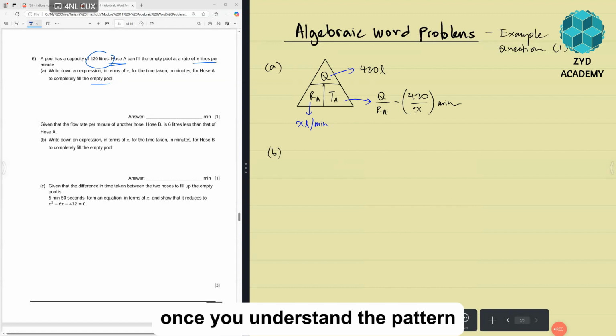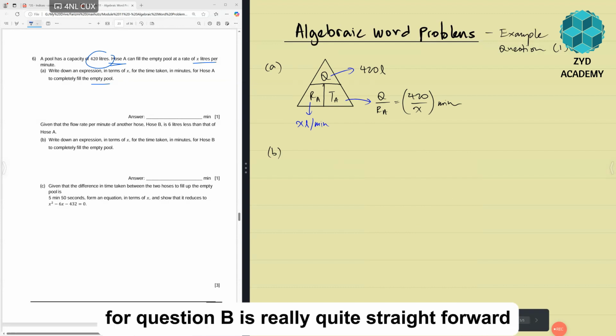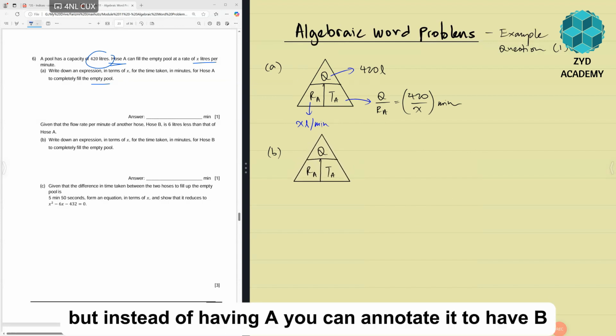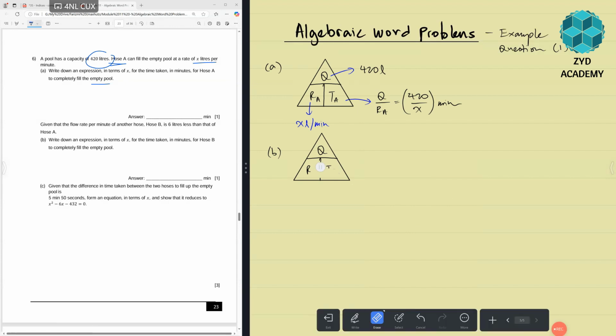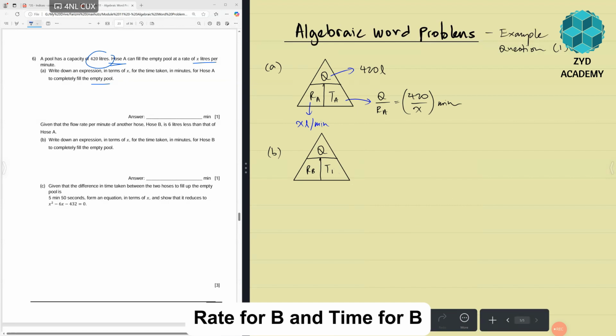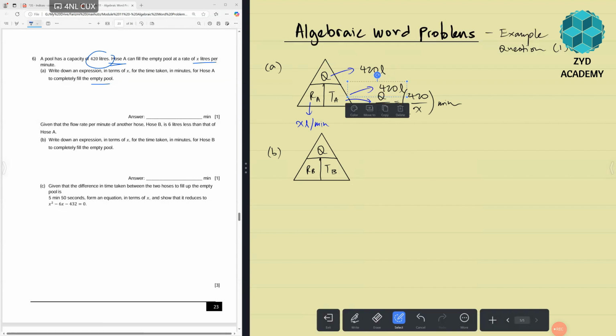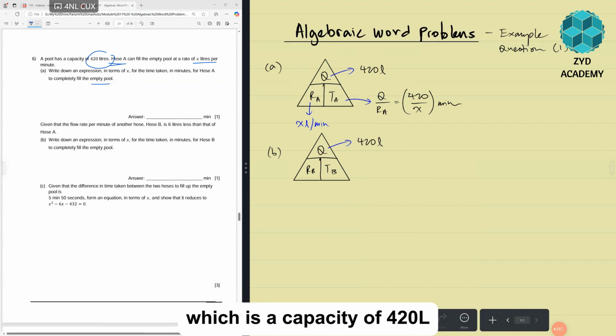Once you understand the pattern, question B is usually quite straightforward. You can replicate the triangle again, but instead of having A, you can annotate it to have B. Yes, you do that part. Rate for B and time for B. Of course, they are referring to the same pool, which has a capacity of 480 liters.